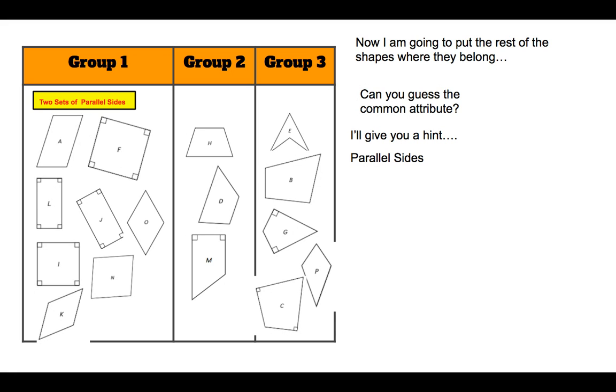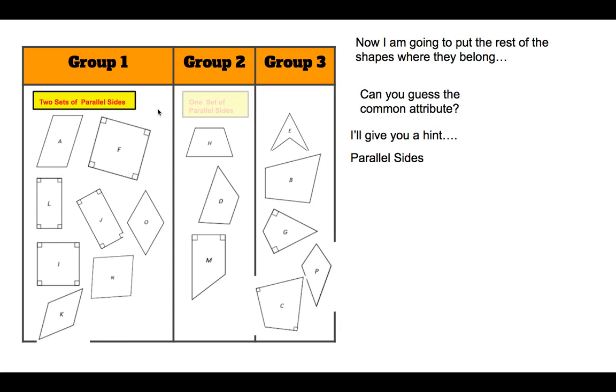Group 1 has 2 sets of parallel sides. See, we have one set here. These opposite sides are parallel, and the second set is these sides here. These sides are parallel. Every one of these shapes has two sets of parallel sides. Take a look at that. So this is a set of parallel sides, so that side and that side are parallel, and the second set is this side and that side.